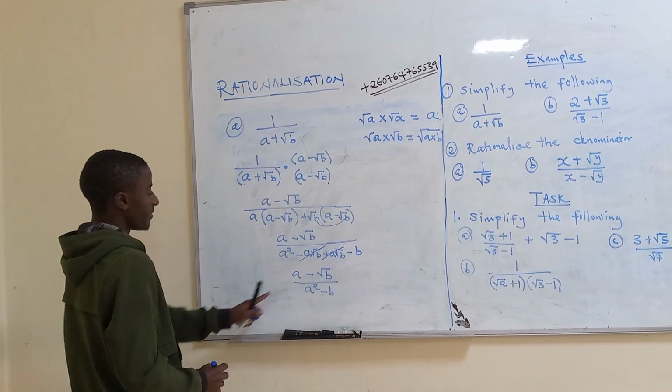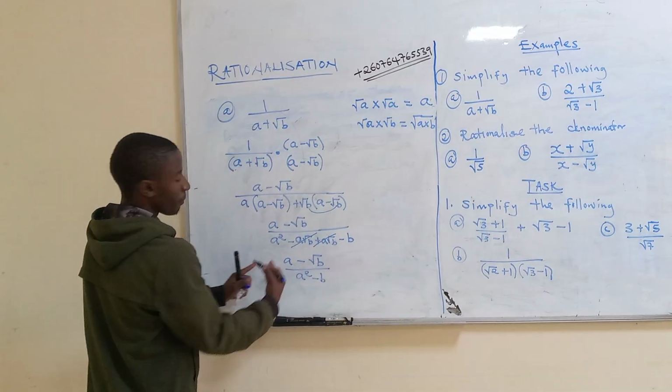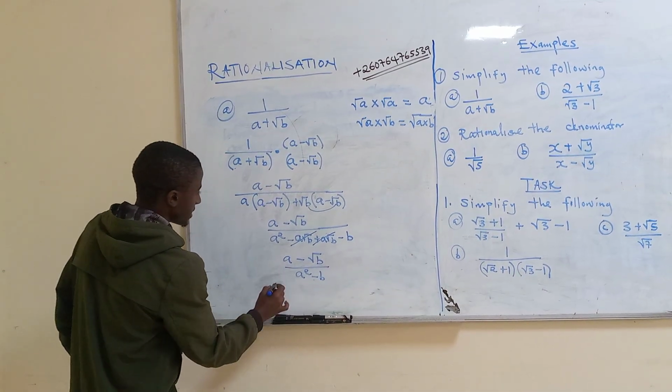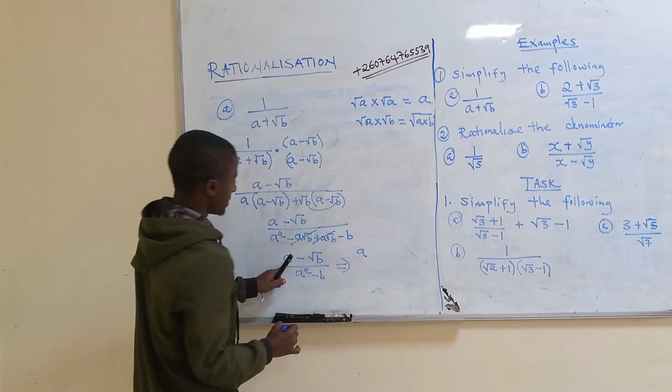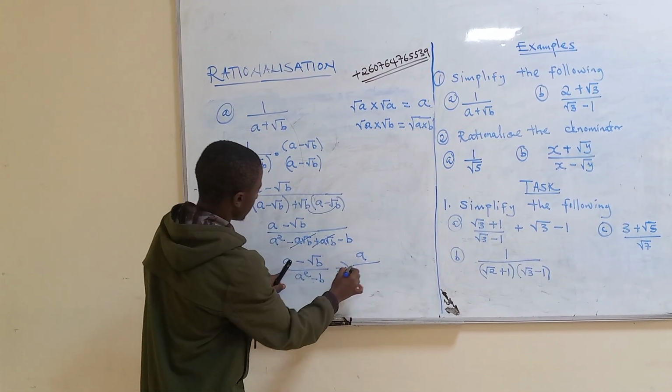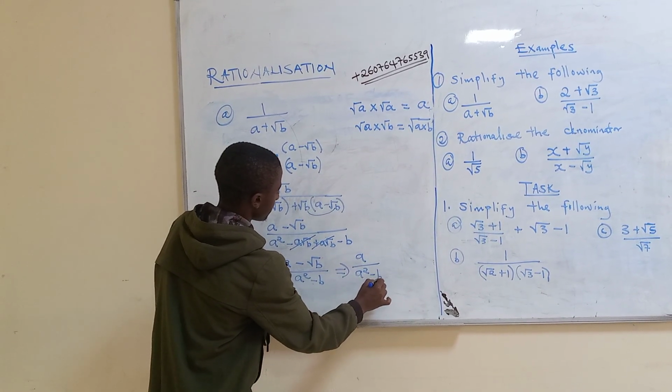To simplify further, you are going to couple them. So that is a divided by a squared minus b.